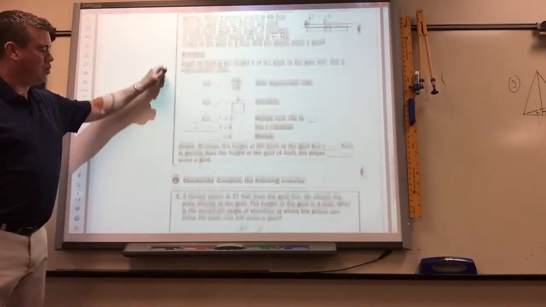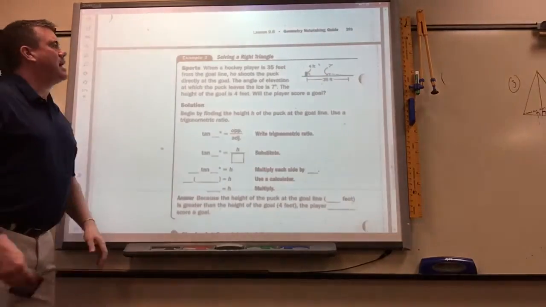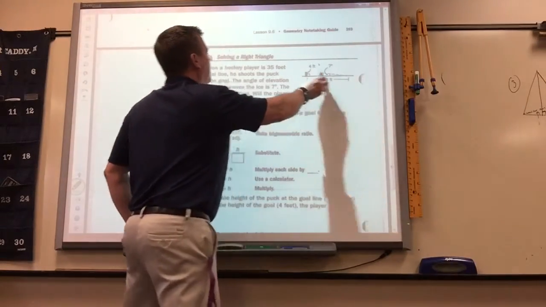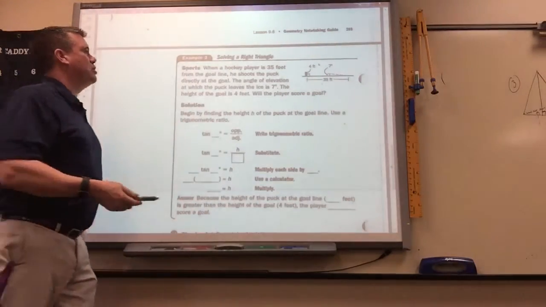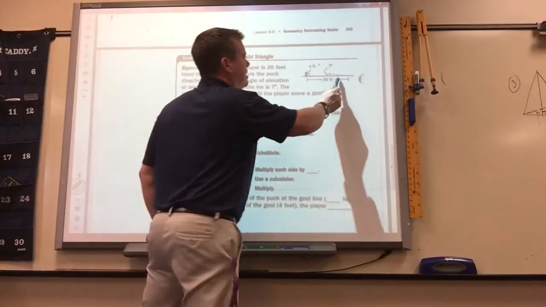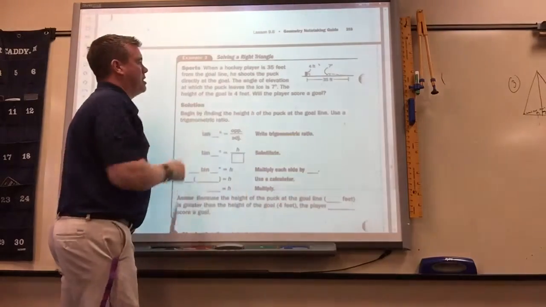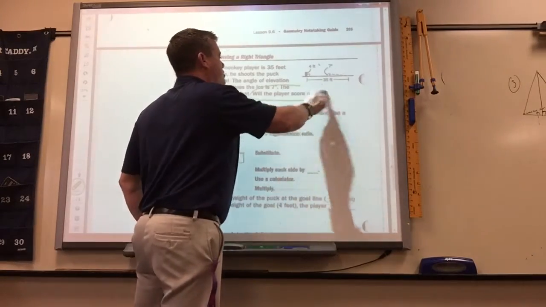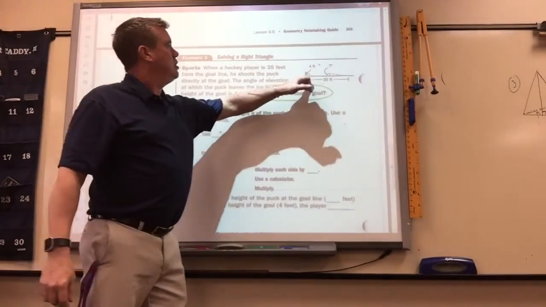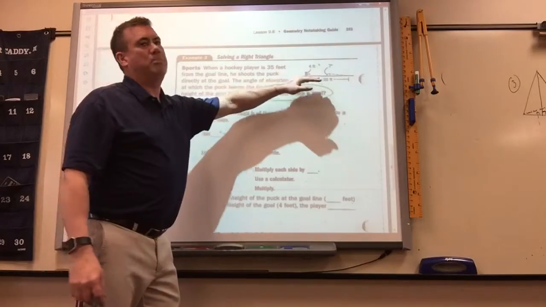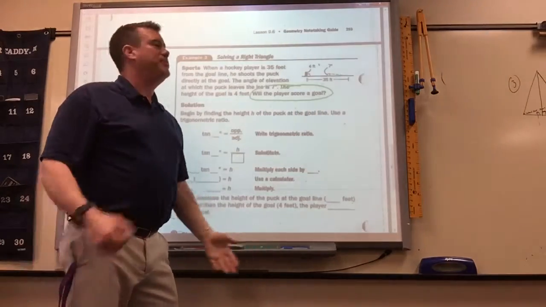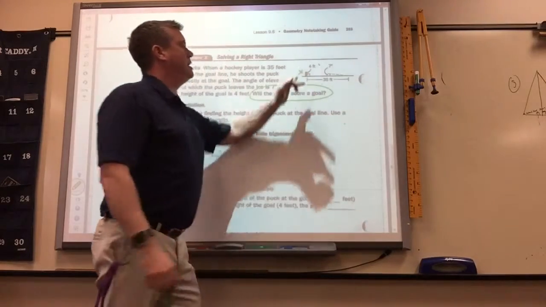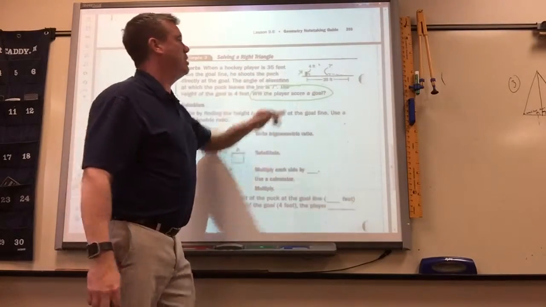So here we got a word problem. Hockey player is 35 feet away from the goal line. They shoot the puck directly at the goal. The angle of elevation is 7 degrees that the puck leaves the ice. The height of the goal is 4 feet. They're wondering, yes or no, will he score a goal? So all you got to do is figure out, will it go above the bar or below the bar? So what you got to do is figure out where the puck will be when it gets to there. So that's what you're looking for.